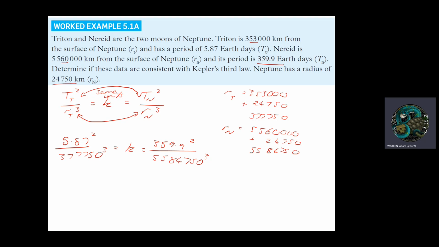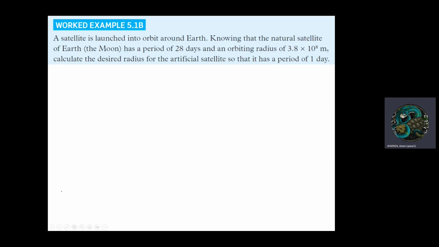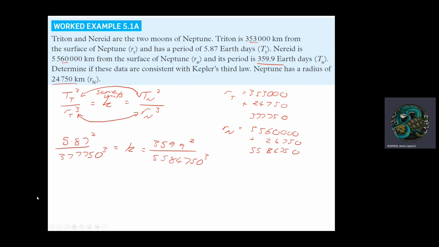So on the left-hand side for Triton, oops, it went forward, apologies. We get 6.39 times 10 to the negative 16. And on the right-hand side, we get about 7.346 times 10 to the negative 16.